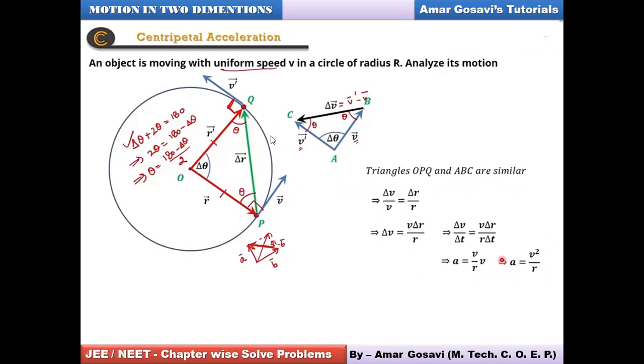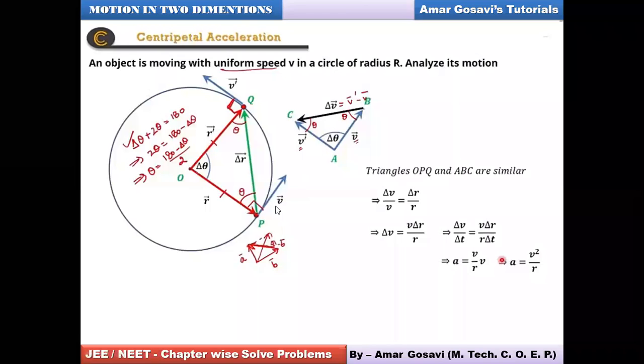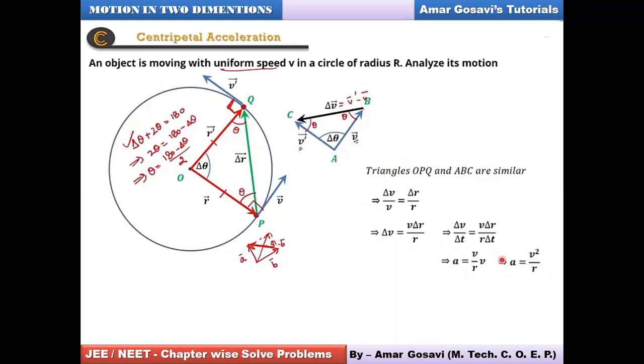Now I have two triangles. Are you able to locate this triangle? Just tell me in the feedback section. I'm talking about the triangles: QOP, which is referring to the radius vector and its change, and CAB, which is referring to the velocity vector and its change. Are you able to locate these two triangles? Please put it in the feedback section so that I can start discussing the theory behind it.